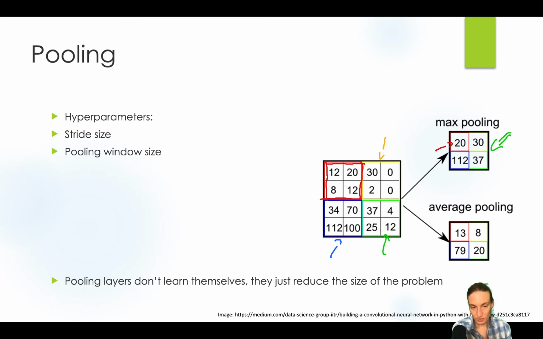If we do average pooling, quite logical, we take the average of the window. Okay, in this case, the first window, 12 plus 20 plus 8 plus 12 is 52 divided by 4 should be 13. Okay. So pooling layers don't learn anything about the features, they just reduce the size of the problem. You can think of it as a sort of smoothing.